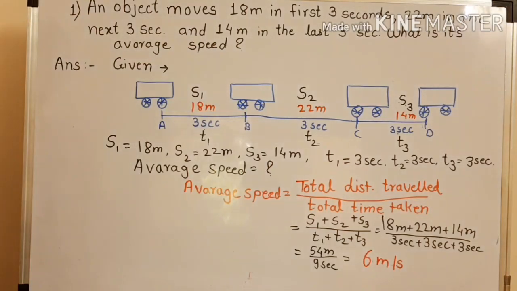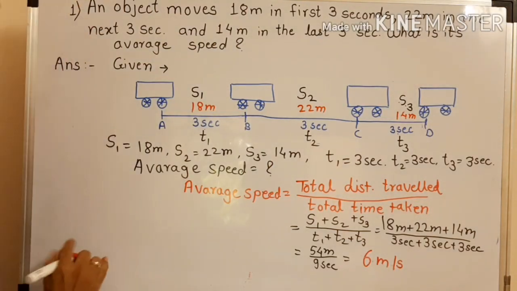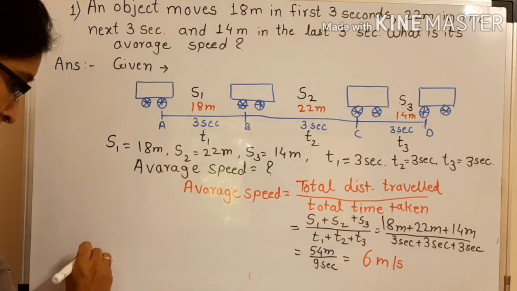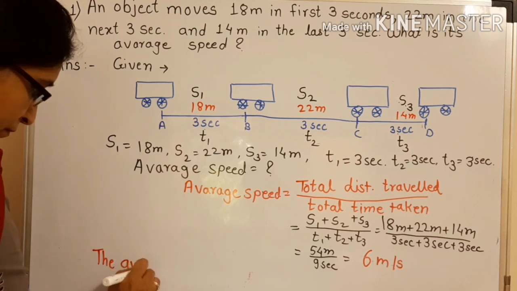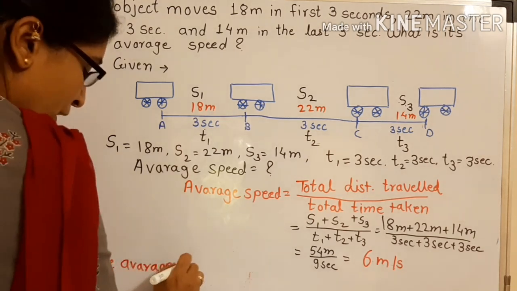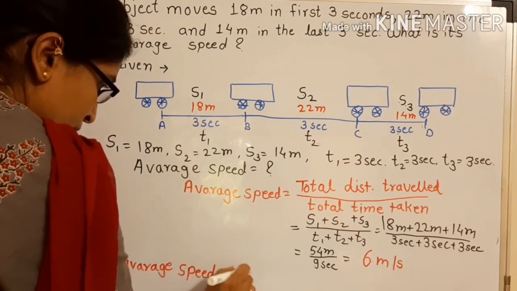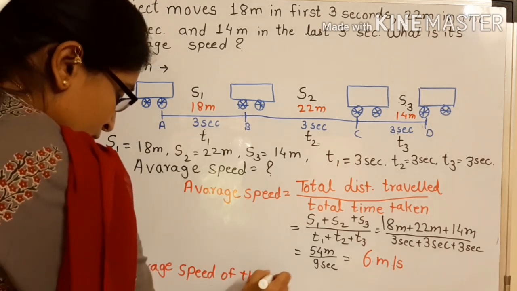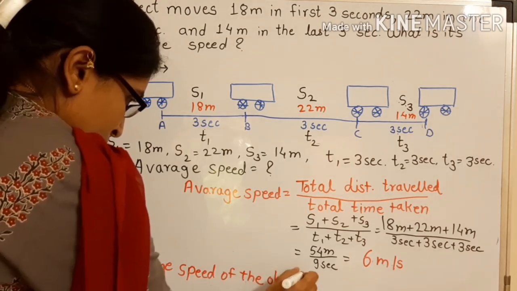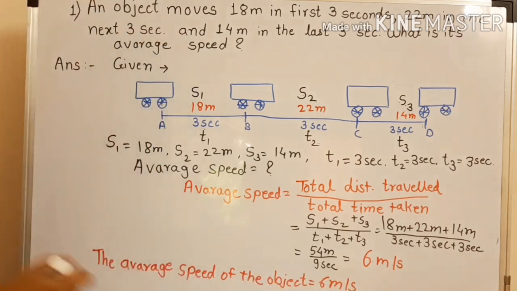So this is our average speed. Write the answer in words because this is a word problem. The average speed of the object is equal to 6 meter per second. So this is our answer.